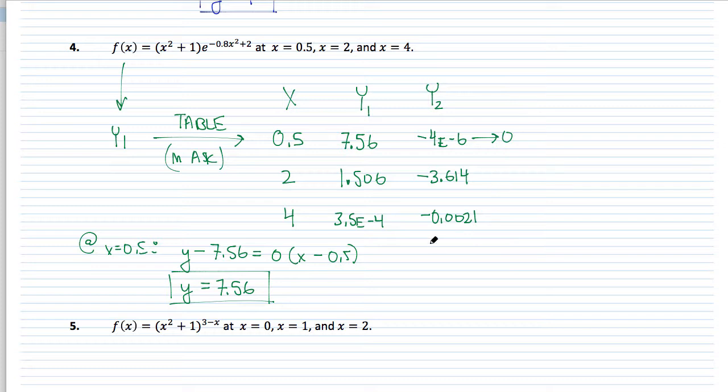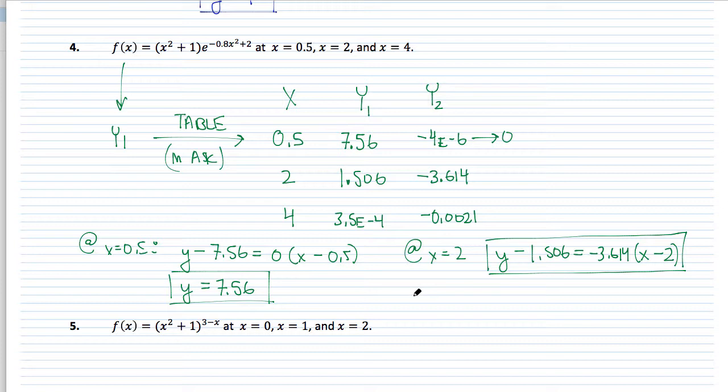Then we're kind of running out of room. So at x equals 2, our function would be y minus our function value, y1, which is 1.506, equals our slope, which is negative 3.614, times x minus 2, which is our x-coordinate. And we can go ahead and just leave this one as it is, unless you wanted to put it in point-slope form, or in slope-intercept form.